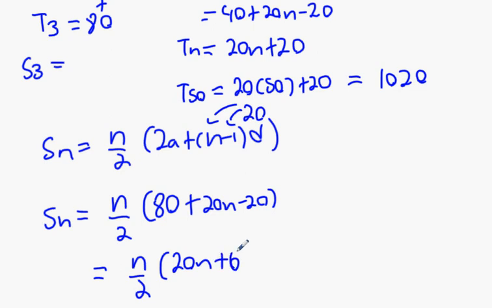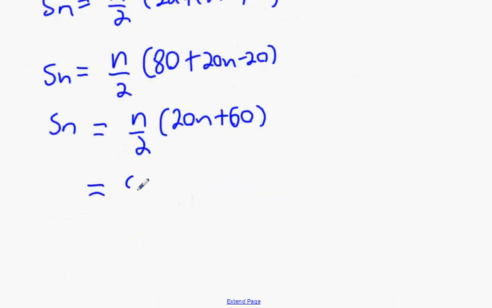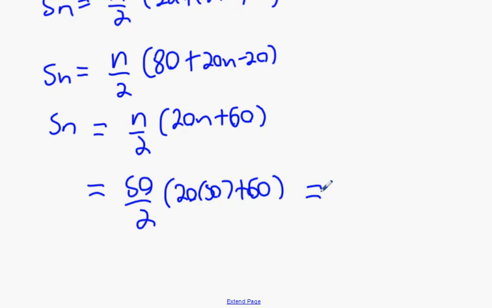60. Now what's the n value? What do we say the n value is? How many weeks are we looking for it? 50, so n equals 50. So 50 over 2, bracket 20 times 50 plus 60. So what you get here, guys? Put it all in. Sam? How many people got 26,500? Okay, we're good, right, happy.